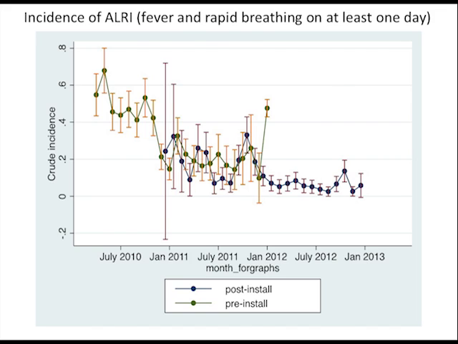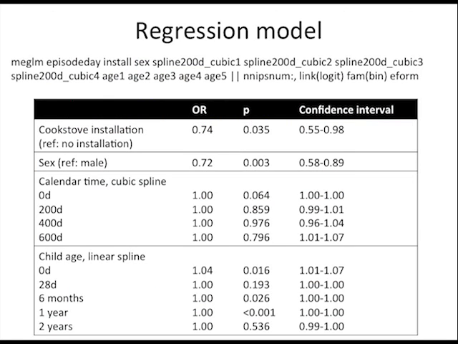Okay, so this is the regression model that we've settled on to try to examine the impact of these stoves on respiratory infection. The primary outcome is the respiratory illness episode, and then we have an indicator for the stove installation, and then we also add sex in there, and then we try to detrend the data by putting cubic splines along the data in terms of calendar time, and then we also put the age of the child in and use splines there as well.